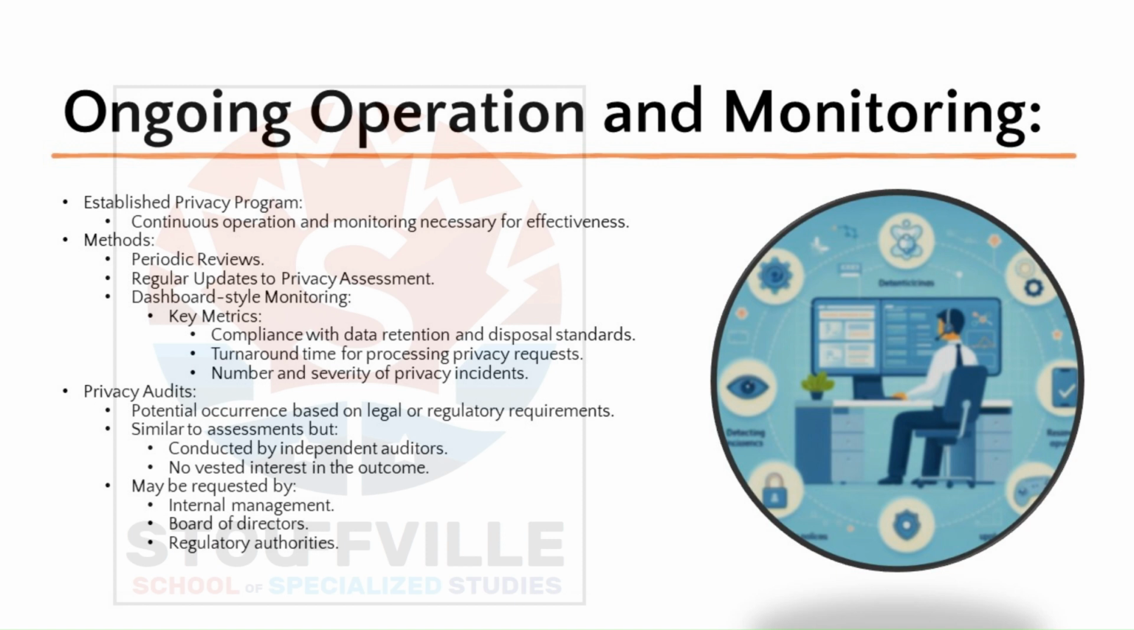In conclusion, implementing privacy controls and maintaining ongoing operation and monitoring are essential steps in safeguarding personal information and ensuring compliance with privacy regulations. By prioritizing privacy and continuously improving our practices, we can enhance trust with our stakeholders and demonstrate our commitment to protecting privacy rights.